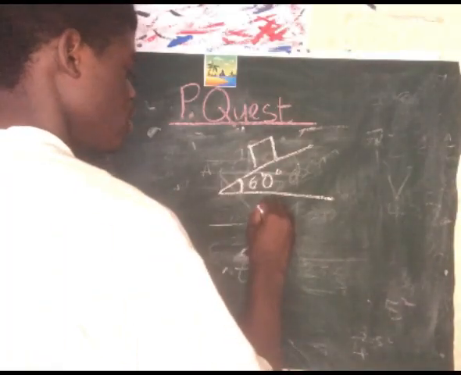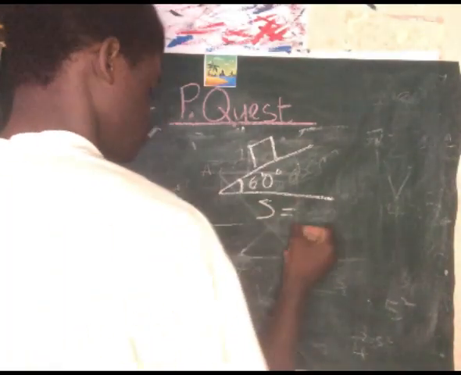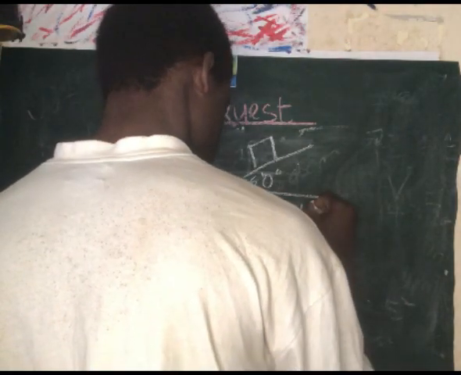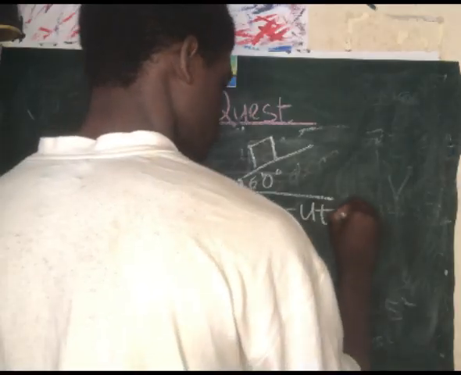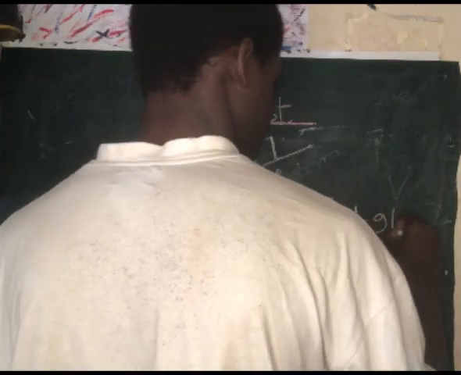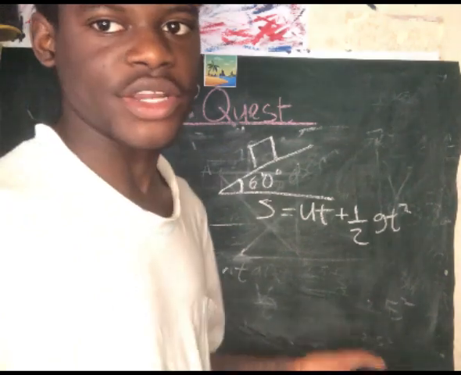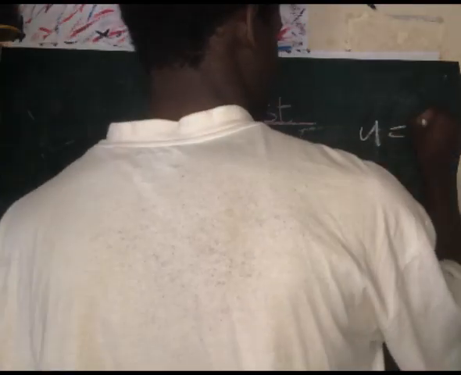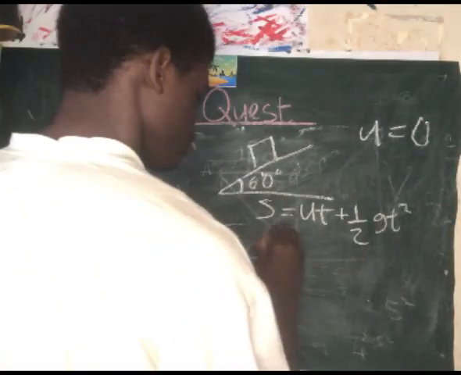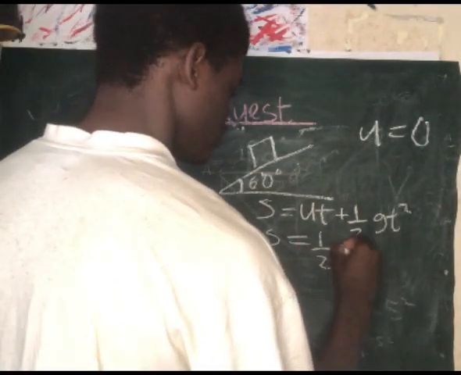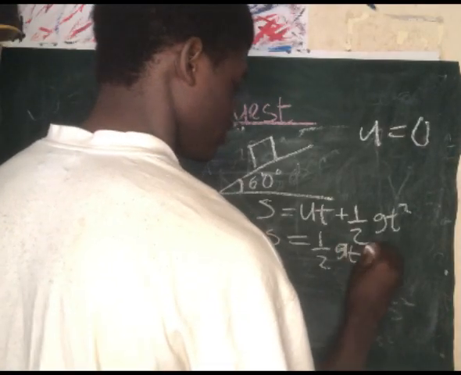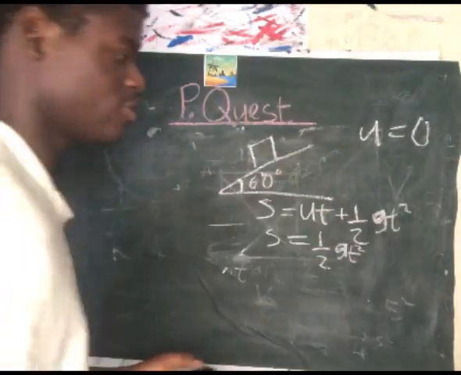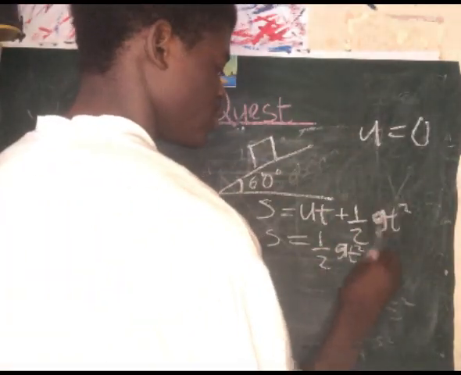So this is the formula to use. S is equal to ut plus half gt squared. But since it is coming from rest, then u is 0. And u is 0, we'll be left with s is equal to half, sorry, half at squared. It's actually half at squared because it's not directly under gravity. So that's half at squared.